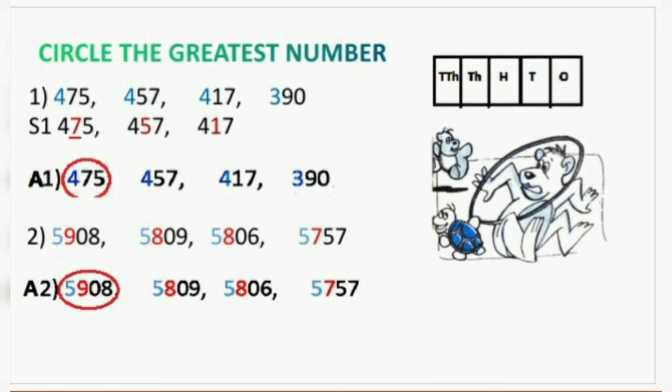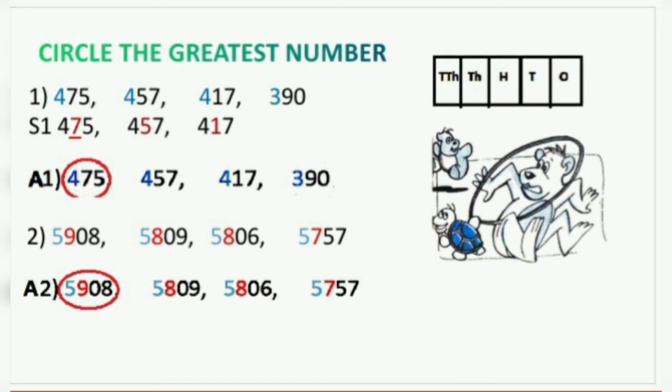So in step 1, you are left with 3 numbers, and in each of these 3 numbers you can see the highest place digit, that is in the hundreds place you have the same digit, which is 4. Okay, so looking at the hundreds digit, you cannot write the final answer. So now look for the digit in the tens place. So here you have 7, 5 and 1. So which is the greatest one? 7 is the greatest. So ring that number. That is, you have to ring 475.